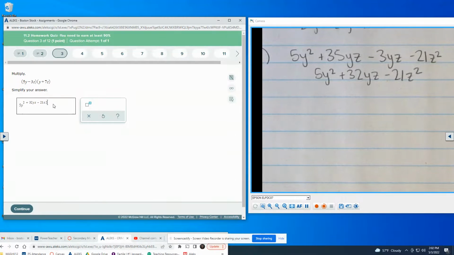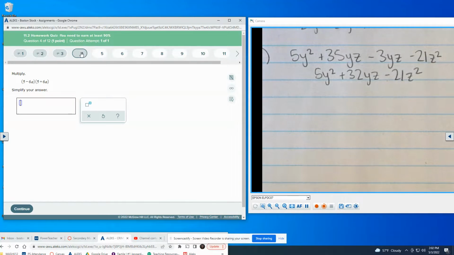And I accidentally typed all of that into the power. So we're going to type that again. To the second plus 32yz minus 21z squared. That looks better.